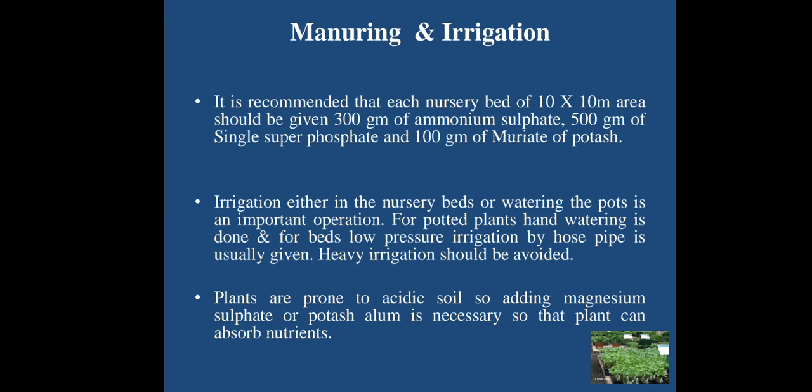Irrigation, either in the nursery beds or watering the pots, is a very important operation. For potted plants, hand watering is done. For beds, low pressure irrigation by hose pipe is usually given. Heavy irrigation should be avoided. Plants are prone to acidic soil, so adding magnesium sulfate or potash alum is necessary so that the plant can absorb nutrients.